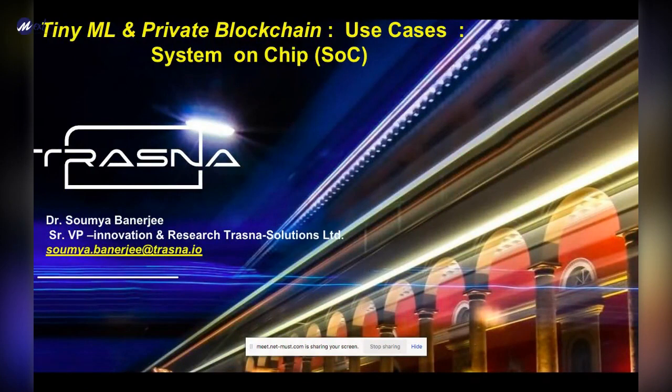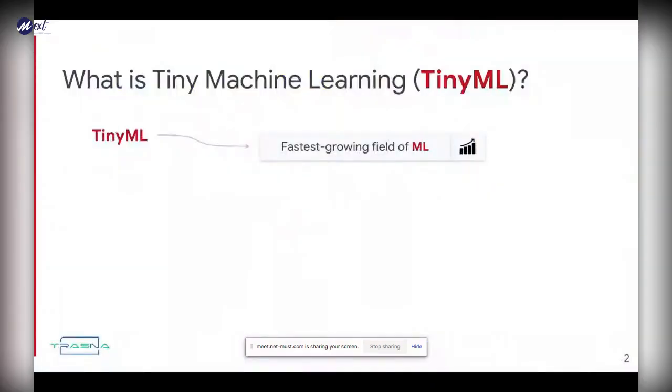Okay. So let me quickly introduce the title of the topic. We are going to talk about tiny machine learning and private blockchain, some use cases and system on chip. Instead of wasting much time, because I think you have already been cordially invited to visit the Trasna booth. What Trasna is doing, the future of IoT, everyone knows. So let's go directly to the topic.